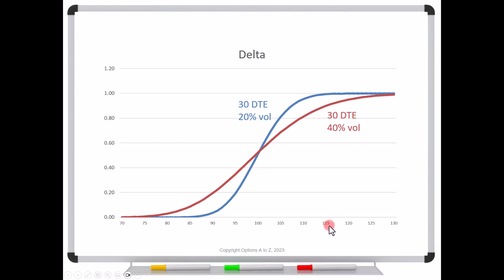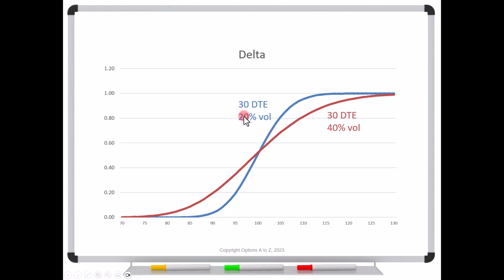But if we move up here to the in-the-monies, we're going to get the opposite effect. So let's say that the stock is up here at 115. Your 20% vol option will have deltas pretty close to 1, whereas your 40% vol option might only have deltas at 85. So this is what's called the Trumpification effect. The in-the-money options are pushed lower at higher vols, and the out-of-the-money options are pushed higher for those deltas. So whether that's a good thing or a bad thing depends on your needs.